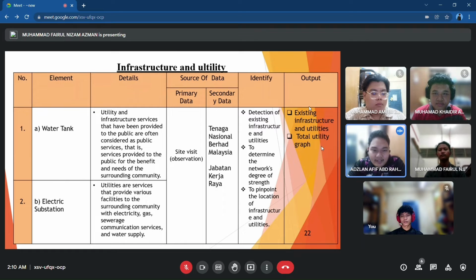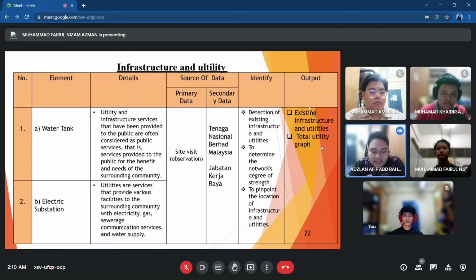So next we will discuss infrastructure and utility. What we have in our study area is first the water tank. A water tank is a utility and infrastructure service that has been provided to the public, often considered a public service, that is, a service provided to the public for the benefit and needs of the surrounding community.